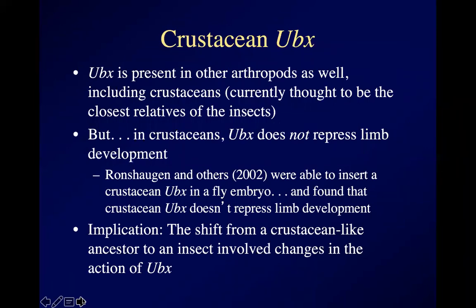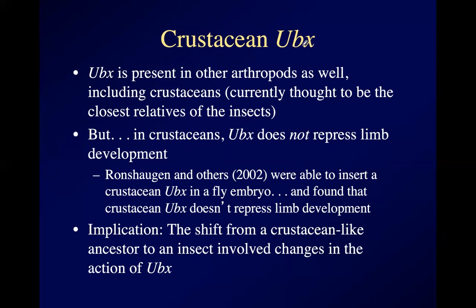Okay, we now know that UBX is present in other arthropods as well, and we think the closest relatives of the insects are actually the crustaceans. That's the crabs, the lobsters, the shrimp, the stone crab, the roly-polies, the brine shrimp, and so on. UBX is present in those arthropods as well, and we think these crustaceans are the closest kin to the insects. In fact, insects may have evolved from an ancestor that was essentially a crustacean.